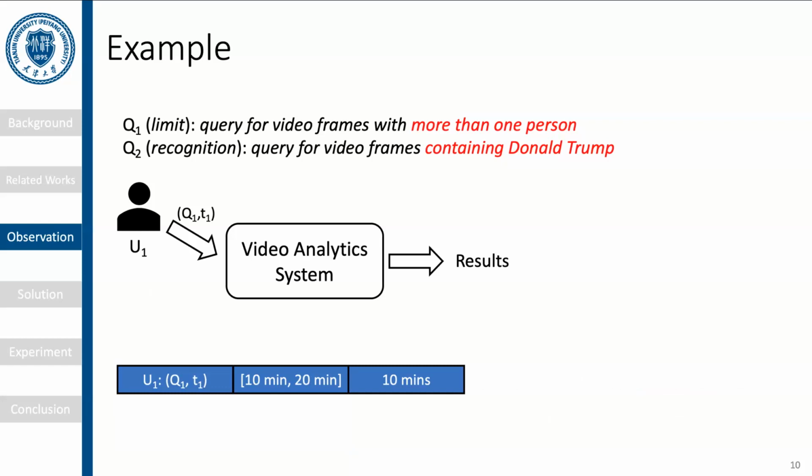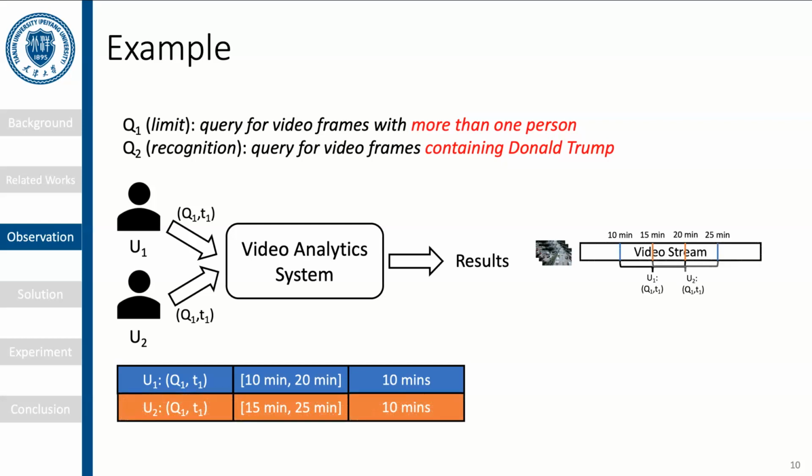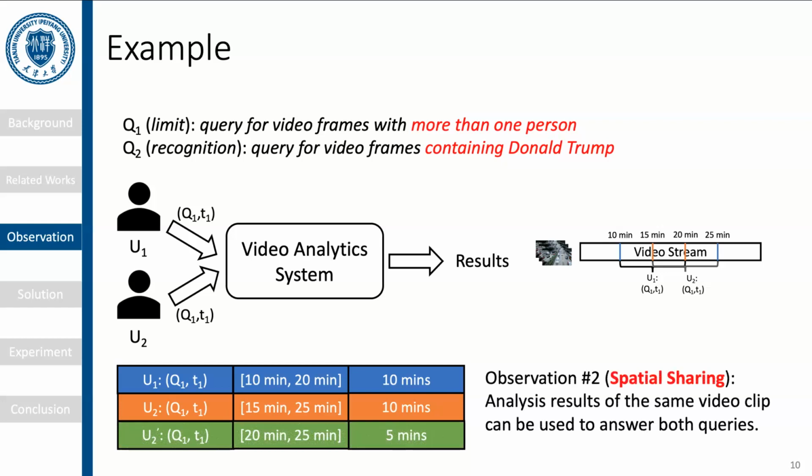In the second example, the system receives Q1 requests from U1 and U2. U1 focuses on a video clip that ranges from 10 minutes to 20 minutes, and U2 wants to analyze frames between 15 minutes and 25 minutes. Without sharing, it will cost 20 minutes in total to answer these two queries. However, in practice, we can utilize analysis results of frames between 15 minutes and 20 minutes to answer these two query requests, which can help us reduce the processing time of the second request to 5 minutes.